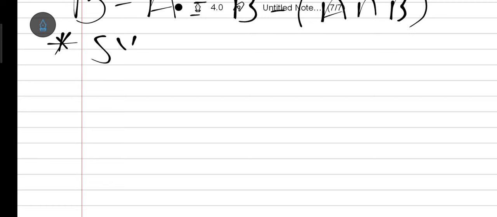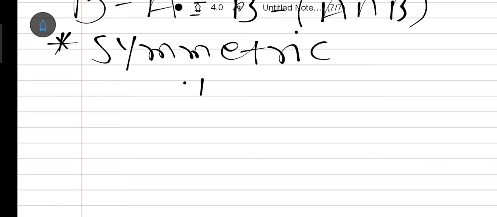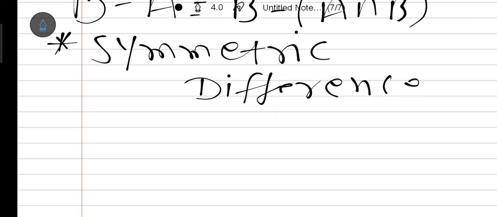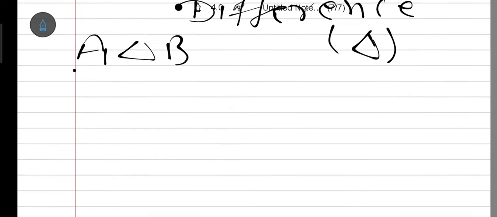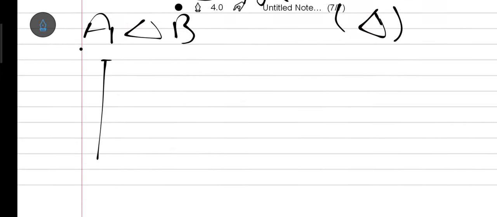First there was difference, now this is symmetric difference. We represent this by the symbol triangle. If we have to find the symmetric difference between two sets, we'll write A triangle B. Now tell me, what does symmetric difference mean? See, this is very simple. You will get it when I draw it in a Venn diagram.